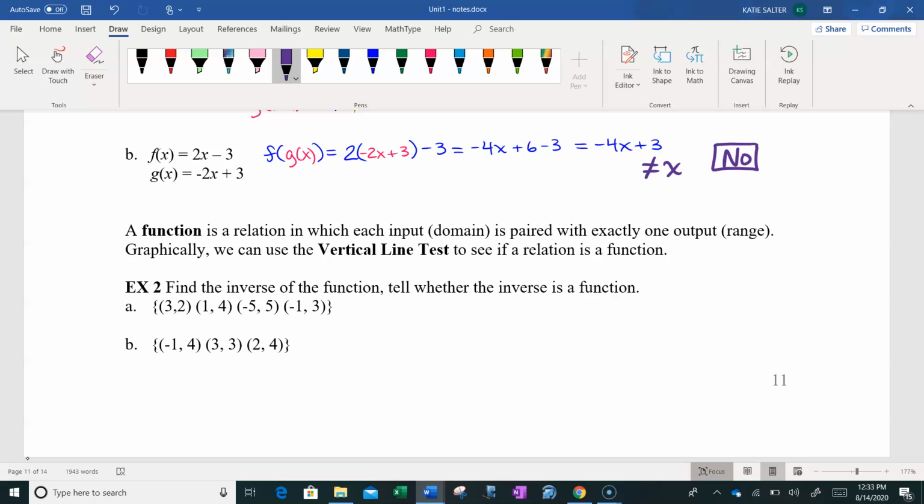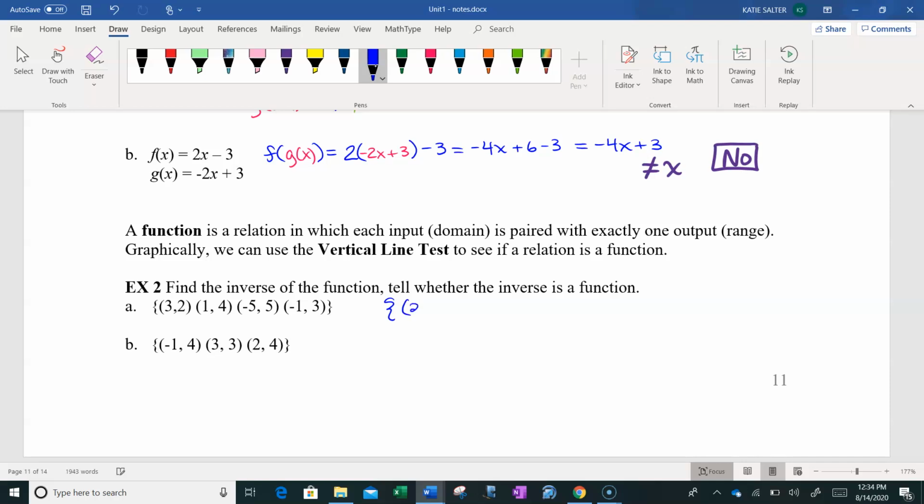Recall, a function is a relation in which each input, each domain value, is paired with exactly one output, exactly one range value. And remember that graphically, we can use the vertical line test to see if a relation is a function. All right, example 2. Find the inverse of the function and tell whether the inverse is a function. So if we're looking at this numerically, all we have to do to find the inverse is we just switch the points around.